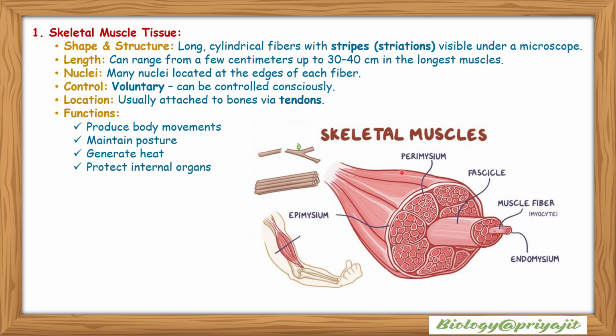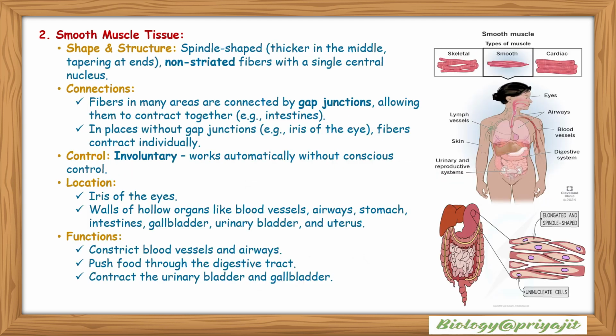These are the skeletal muscles which are attached to our skeletal system or our bones. This is the perimysium, this is the muscle fascicle, this is the muscle fiber. We'll discuss the structure of skeletal muscle tissue in detail, and this is the endomysium. So there are three connective tissue layers: perimysium, epimysium and endomysium. Perimysium is the middle layer, epimysium is the outermost layer and endomysium is the innermost layer just above the cell membrane of an individual muscle cell.